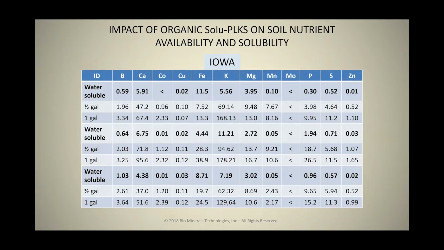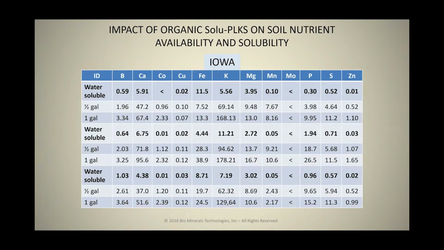So the first line is, what is soluble just from water? And this was the Utah State University analytical lab for soils that ran these tests for us. And so you can see boron, calcium, cobalt, copper, iron, potassium across the top.